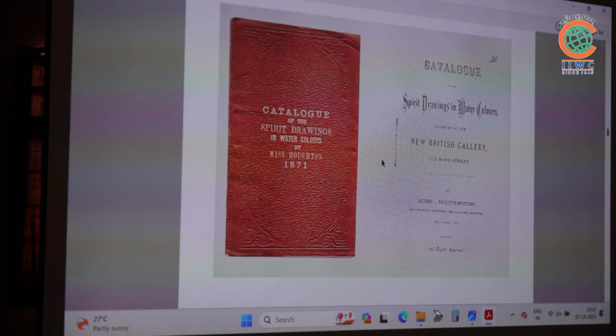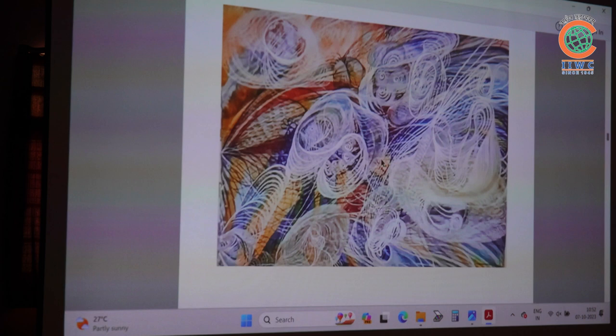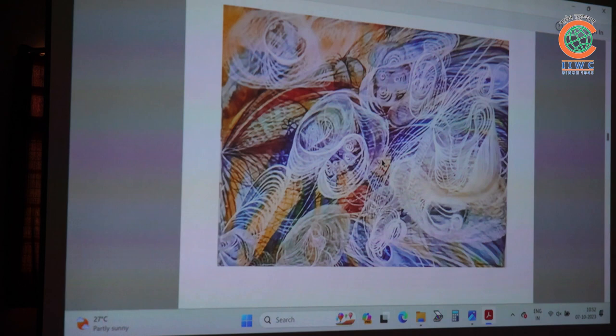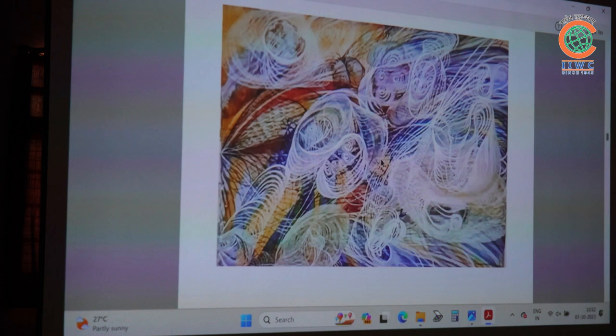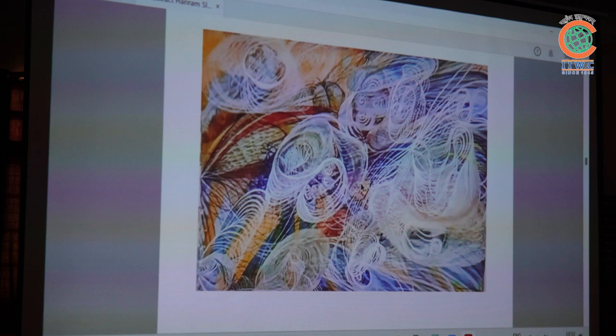And then she had an exhibition of this, and you can see her painting. It's so complicated. It's an abstract work she has done, but it's not abstract. They didn't call it abstract because we had no terminology called abstract at that period. So that period we had not even started the modern art period.